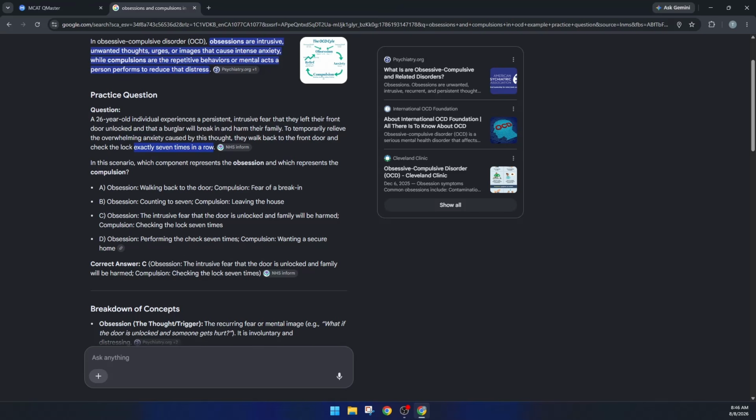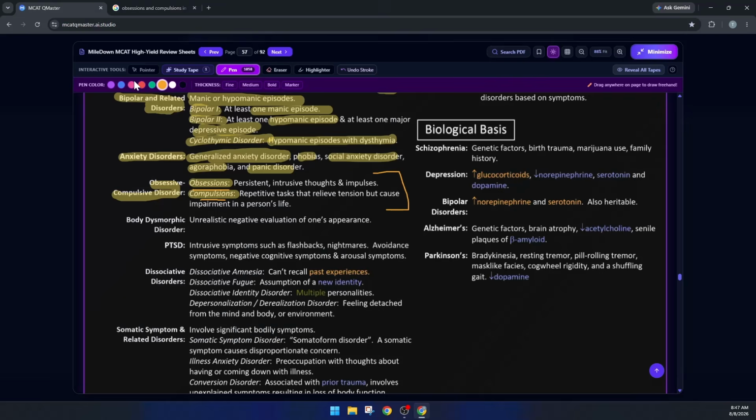So the answer is that their obsession is intrusive fear, right? It's whatever they're thinking. Compulsion is whatever they're doing about that thinking. So this person is then checking the lock 7 times, right? So this is a good example here.